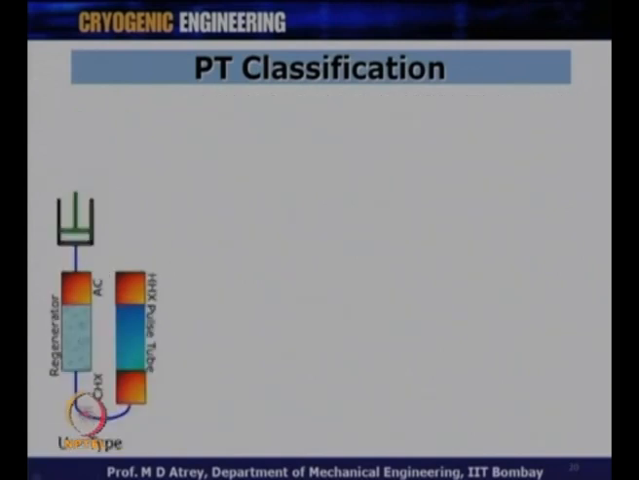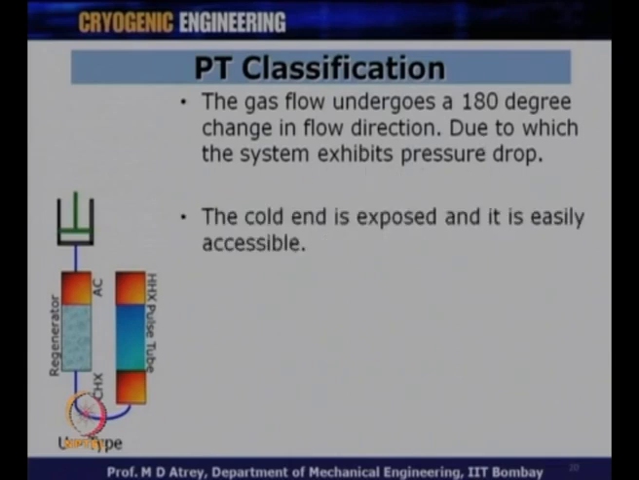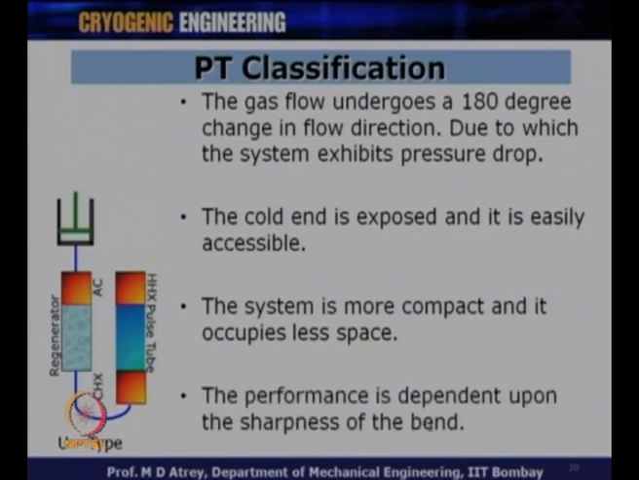The next, as you see, is a U-type cryocooler. Now, suddenly you can see that the lengthwise dimension has decreased, but the gas flow undergoes a 180-degree change in flow direction. So, gas during pressurization will come to the regenerator, then take a U-turn and enter the pulse tube. It takes a 180-degree change in flow direction, due to which the system exhibits pressure drop. The cold end is, however, now exposed. So, I can access the cold end from the bottom. Whatever I want to cool can easily be attached to the cold end heat exchanger, and this is very important. It is easily accessible. The system becomes more compact now, and it occupies less space than it did earlier. The performance is dependent upon the sharpness of the bend.